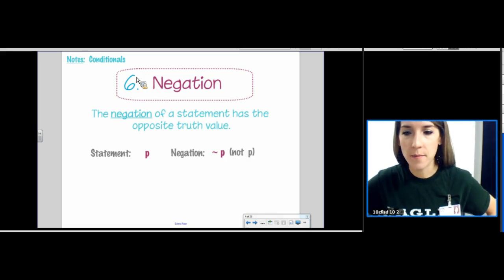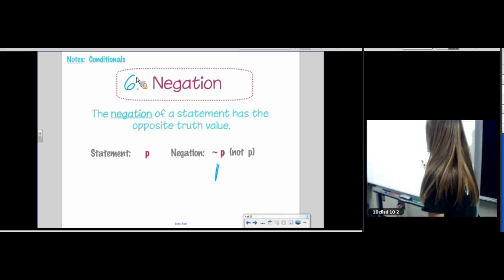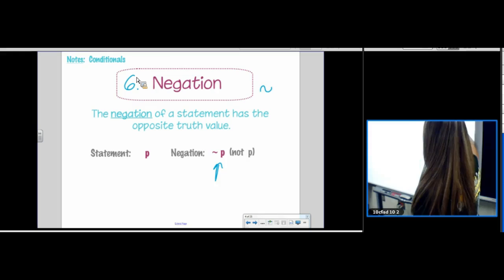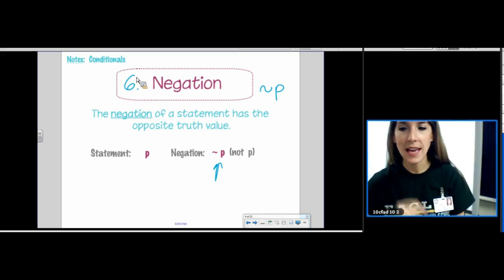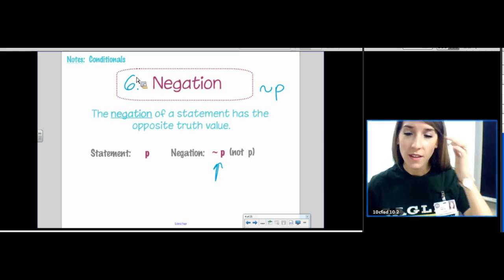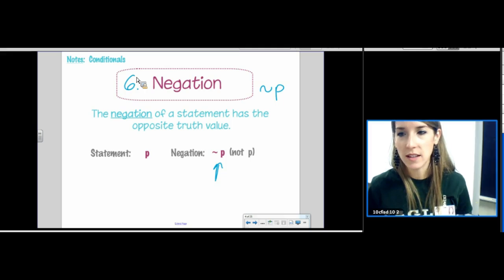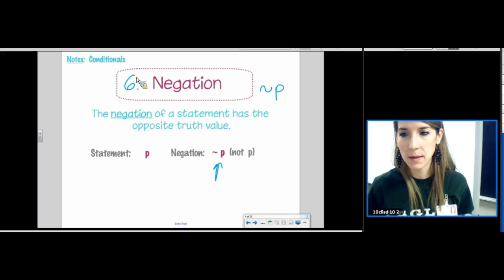Where it says notation, this is the notation right here. So in the column that says notation, put squiggly P, not P. So that squiggly, when we're taking logic notes, that squiggly means not. It's the negation, not P.